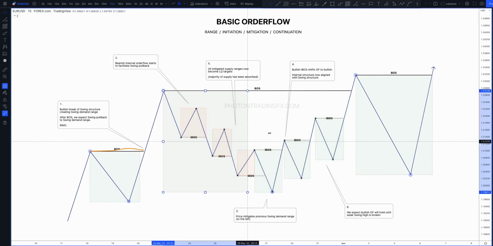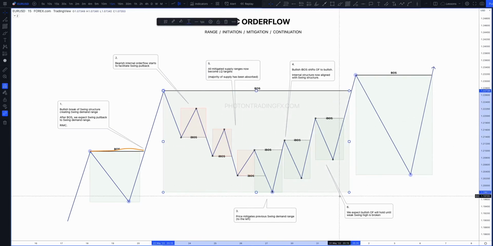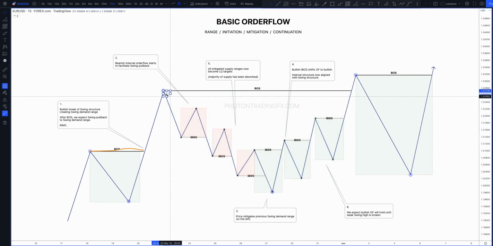So then that gives us this larger swing range. This is how I draw it. You would draw it from the swing high down to the swing low, and then just drag it across to where price breaks it. And that is your swing demand range of its current range in the middle.